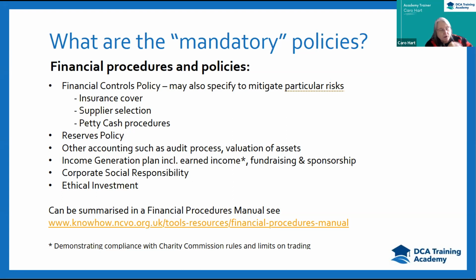You may, depending on who you are and what you do, have a clear income generation plan. You may have an ethical investment plan if you're an endowed organisation. Quite often, these are summarised into a policy or a procedures manual, or there may just be a few how-to briefer things.